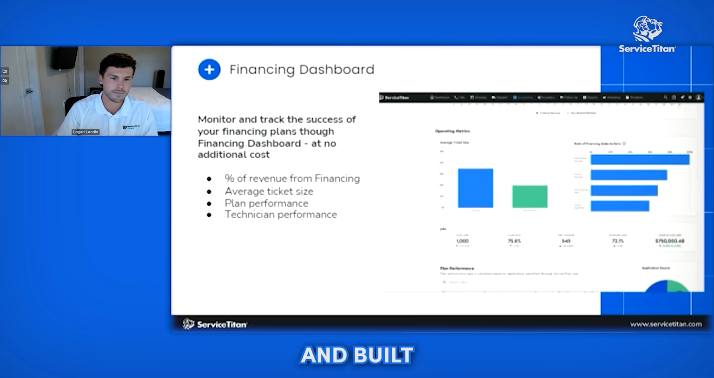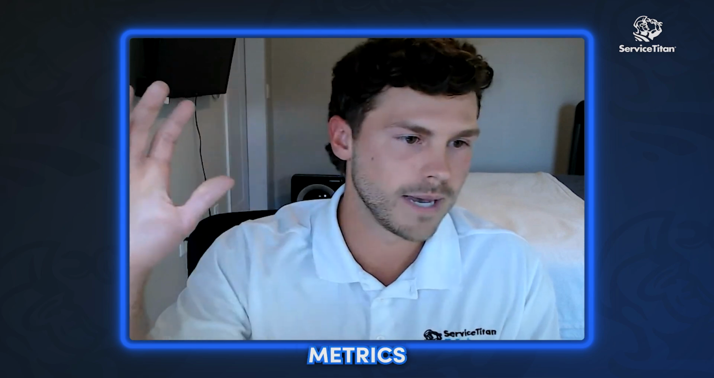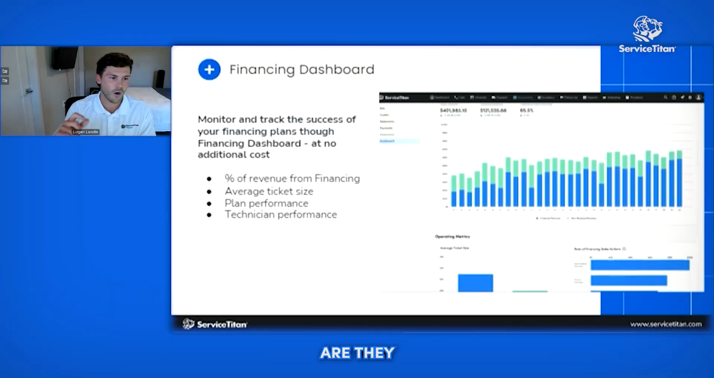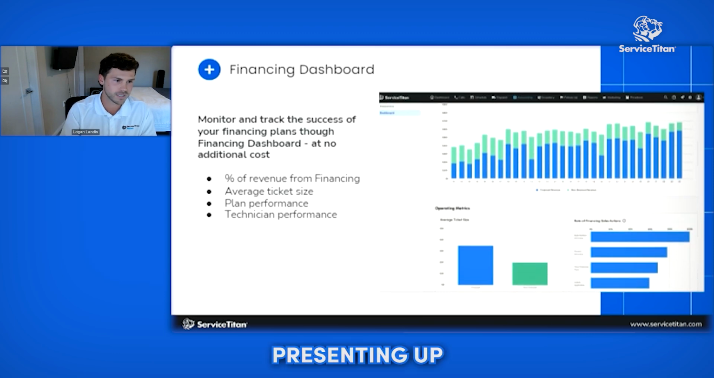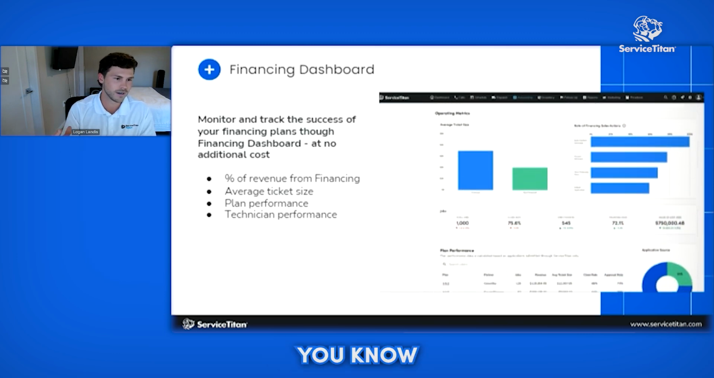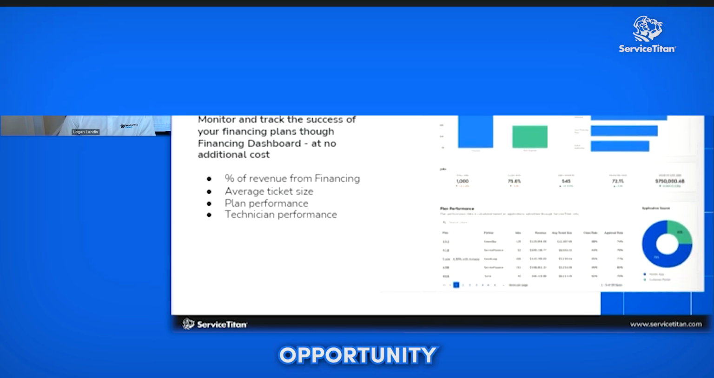So we went ahead and built the financing dashboard, which will give you top level metrics like approval rates, revenue, close rates, all of that. We'll also go down to that technician level performance. You can see, are they building multiple estimates? Are they presenting? Yep. Are they offering financing? All of that at the technician level, so you can look for areas of opportunity.